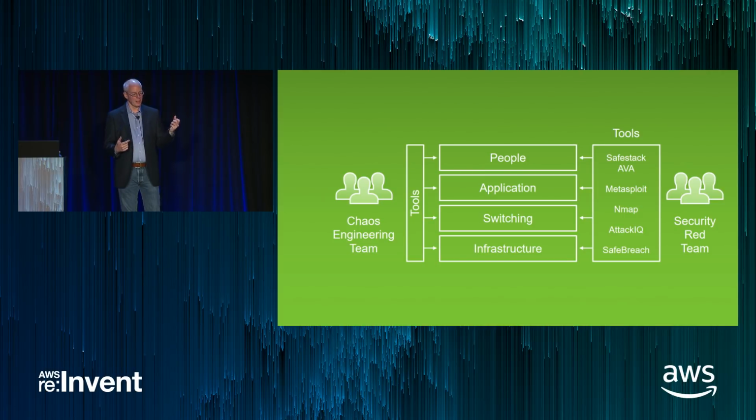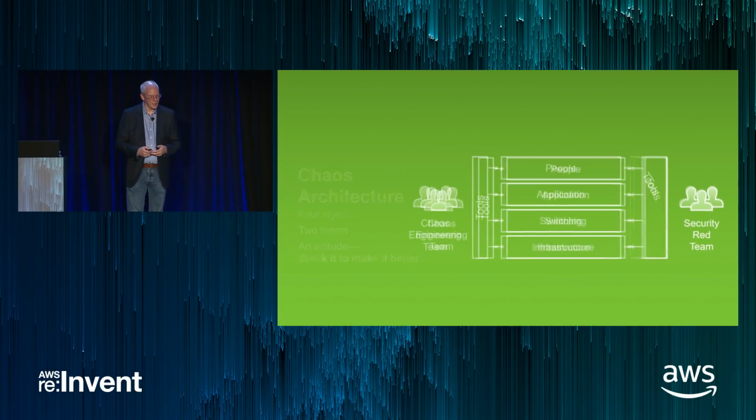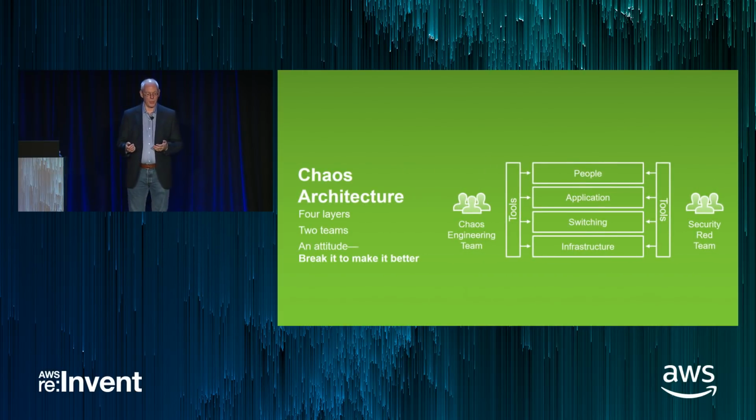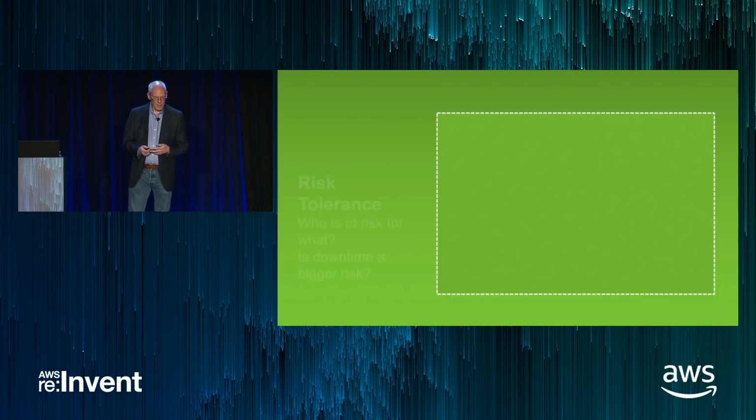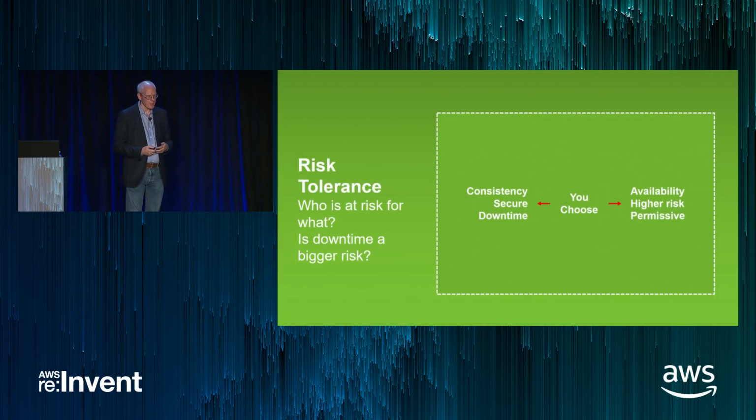And similarly, your SRE team, or whatever you want to call it, that's trying to keep your system running, has the chaos engineering team making sure they're doing a good job and finding the weaknesses. So those are very similar. This is the two teams. And then the attitude is you're breaking it to make it better. So I just have a couple more slides and then we can wrap up.